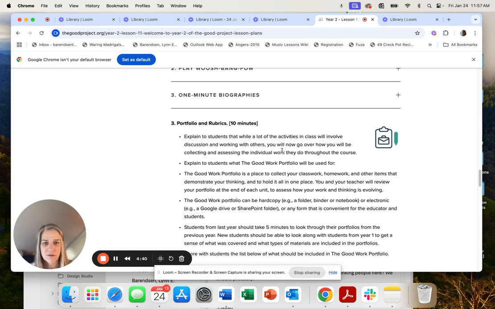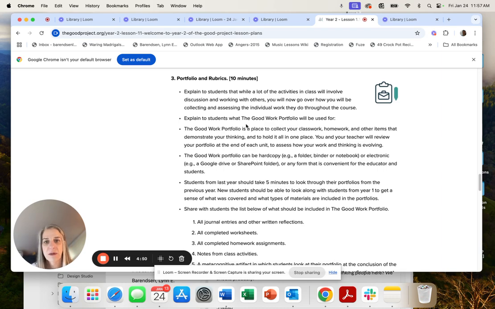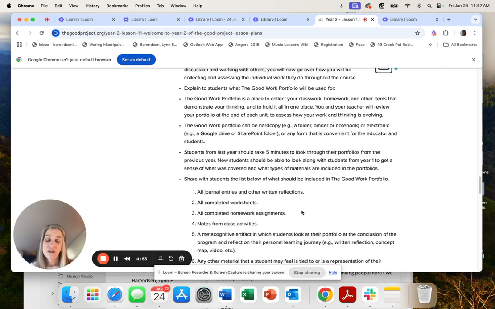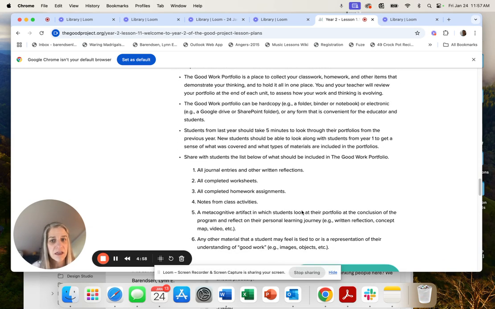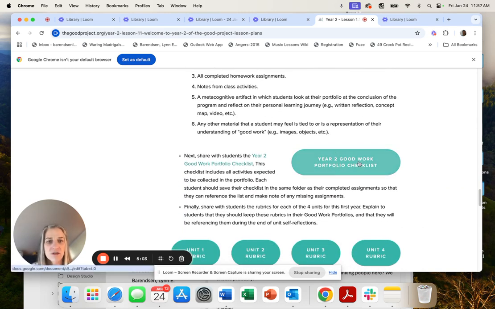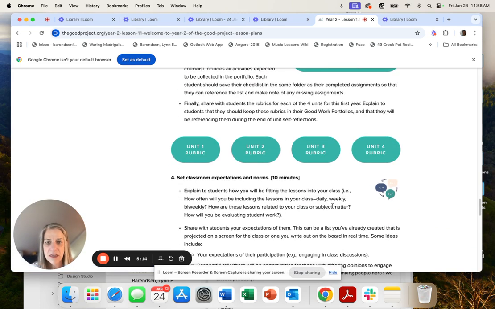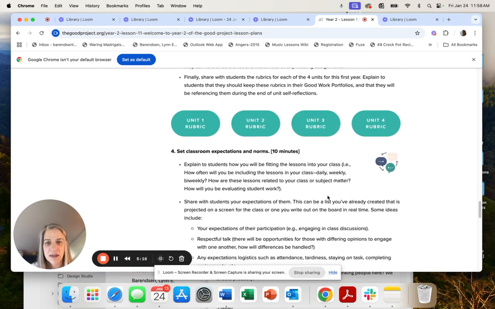And then we introduce the portfolio and rubrics. Although there's going to be a lot of discussion in the class, we're going to talk about how we are going to collect and assess your individual work, and explain what the portfolio will be used for. To those who participated in the Good Project lesson plans last year, this will be familiar. To others, it may be a little less so. And then we have a Good Project year 2 portfolio checklist. Here are the rubrics, helping them to understand what it is that they will be assessed on and trying to learn. And then we spend 10 minutes working on expectations and norms.